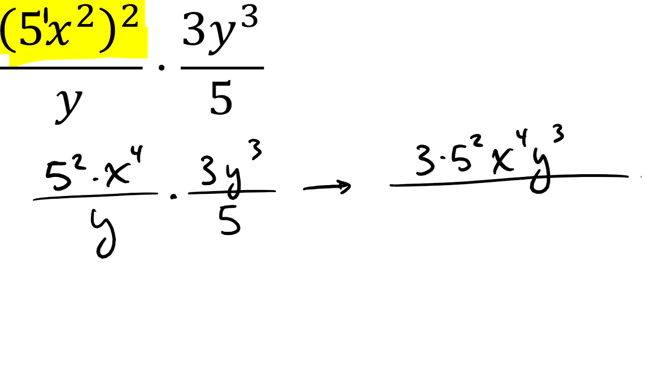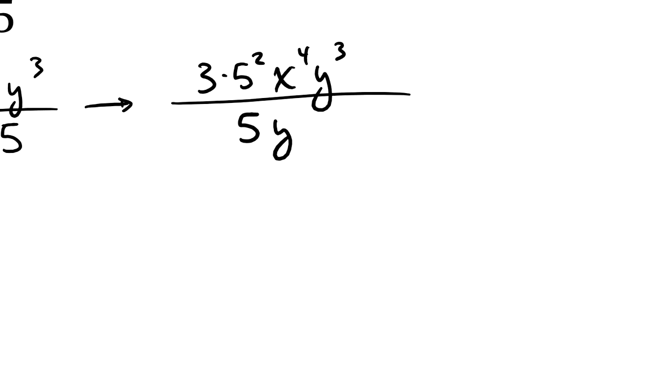Now the order of those is not necessarily critical, so it's very preferable to have your numerical parts out front like this, but if you were to exchange the y to the 3rd and x to the 4th, it would still be a correct answer. In my denominator, you can see I've got a 5 and a factor of y. So there are two giant ones here that we should eliminate.